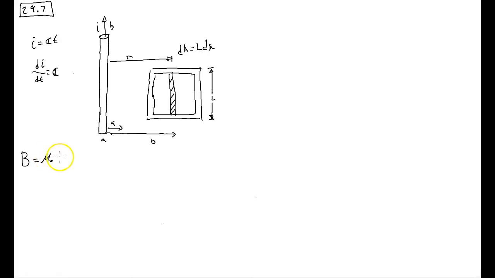Okay, what's the second part? What is the flux dΦ_B through the narrow shaded strip? So what's the flux through there? What's the flux?